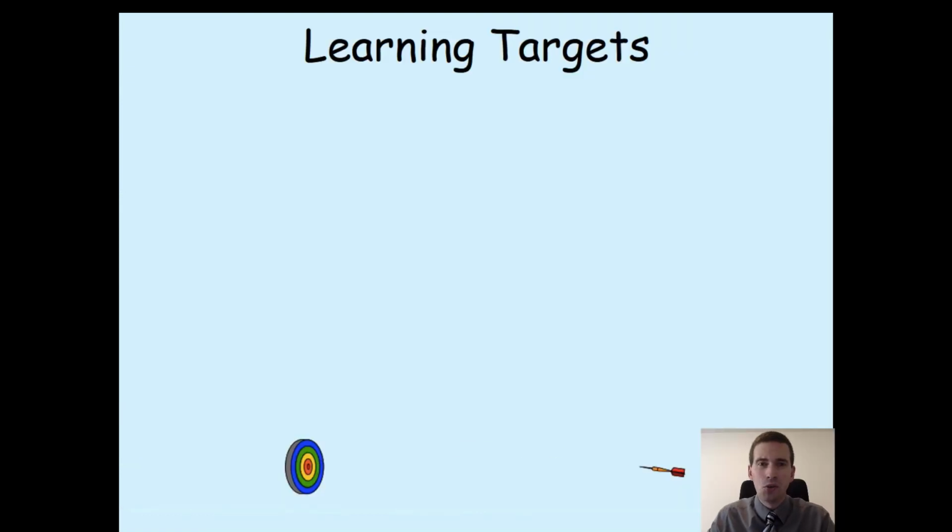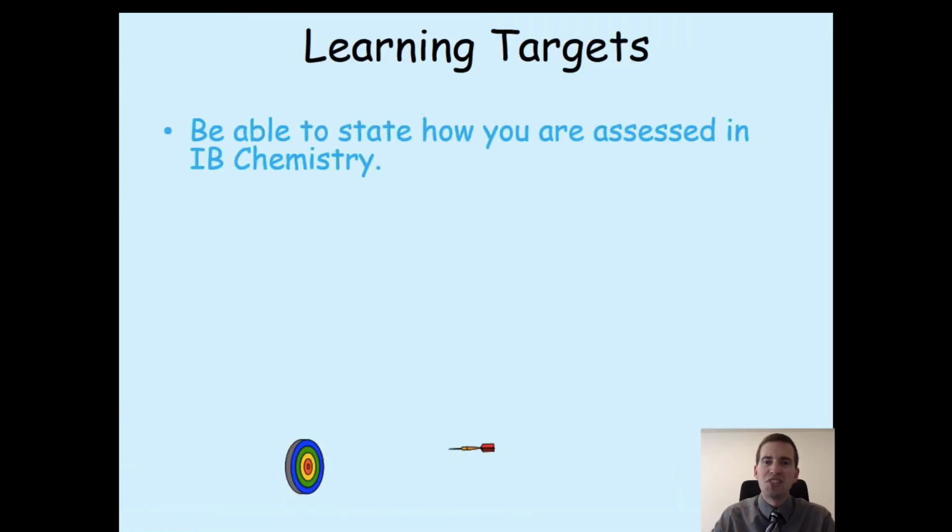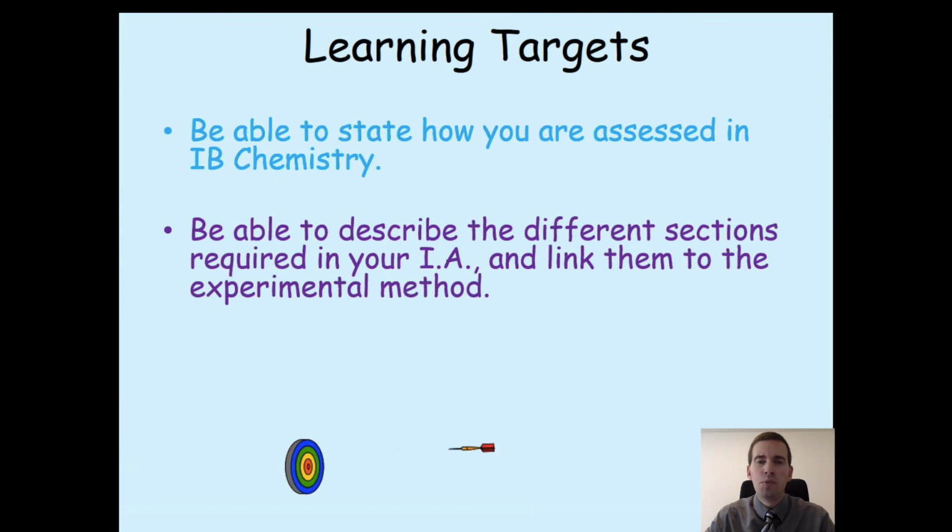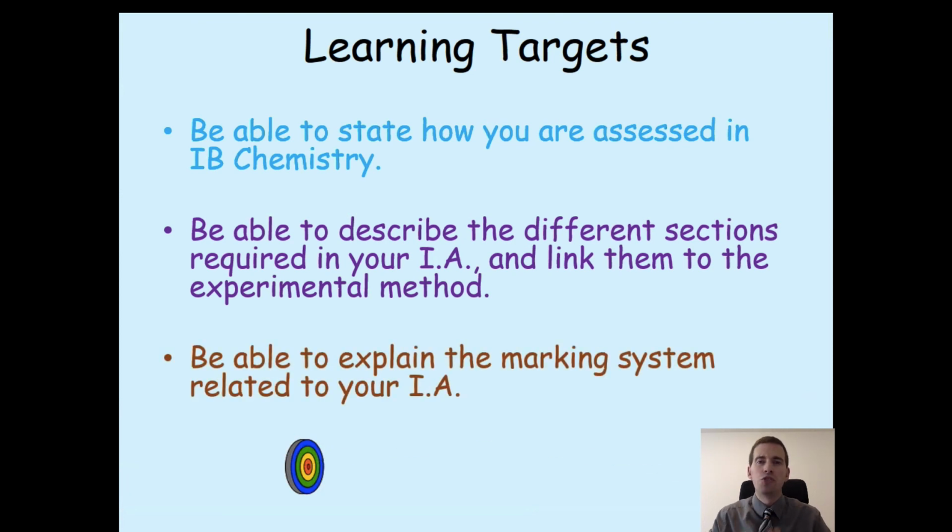Okay, so hopefully you should be able to state how you were assessed in IB Chemistry, the 3 exams and your internal assessment. You should be able to describe the different parts of your internal assessment. You don't have to memorize them, but make sure you refer back to this when you're going through the process. Hopefully you should have some understanding of how your internal assessment is actually graded.